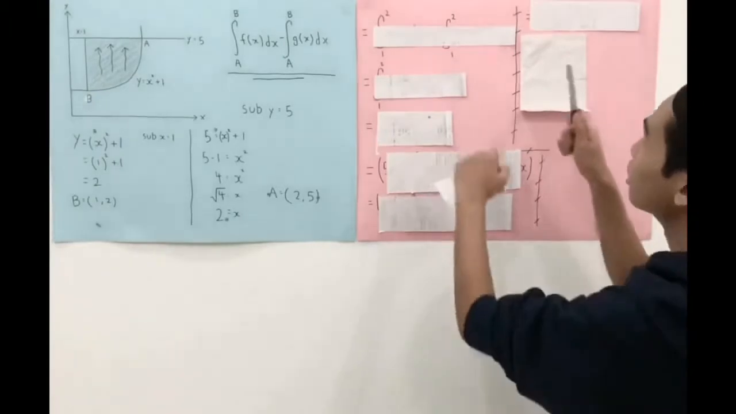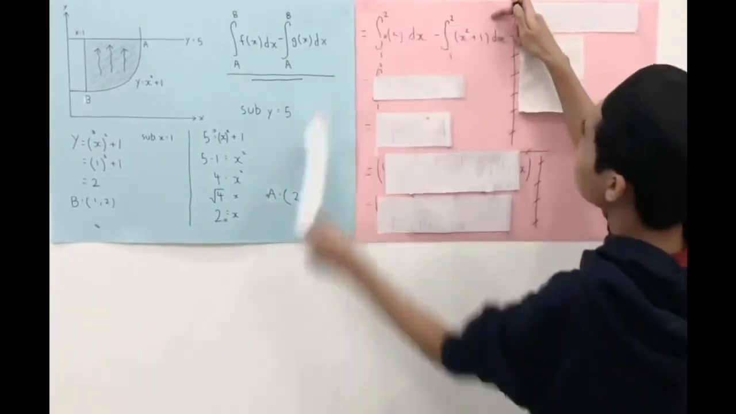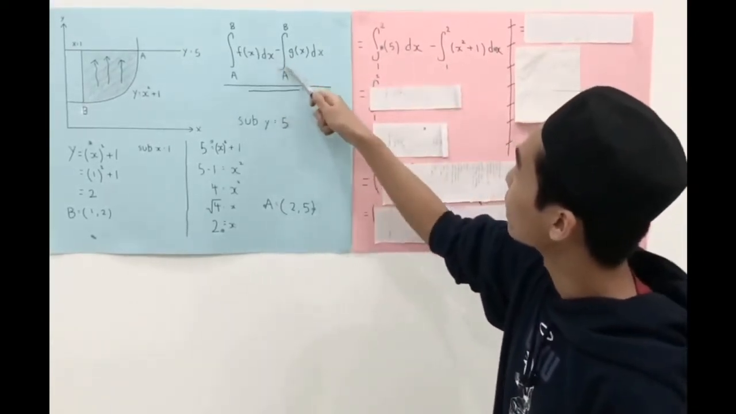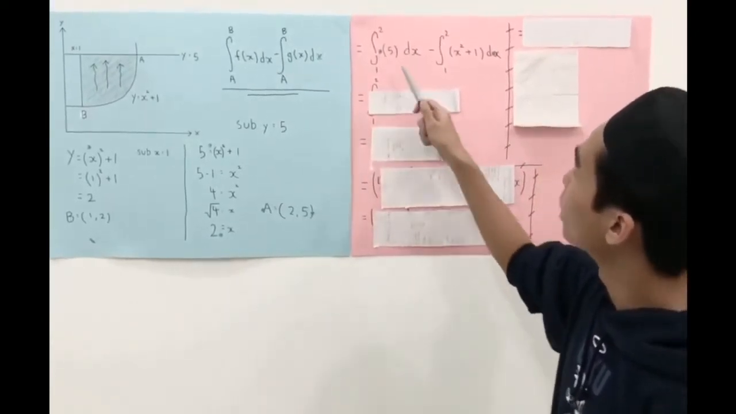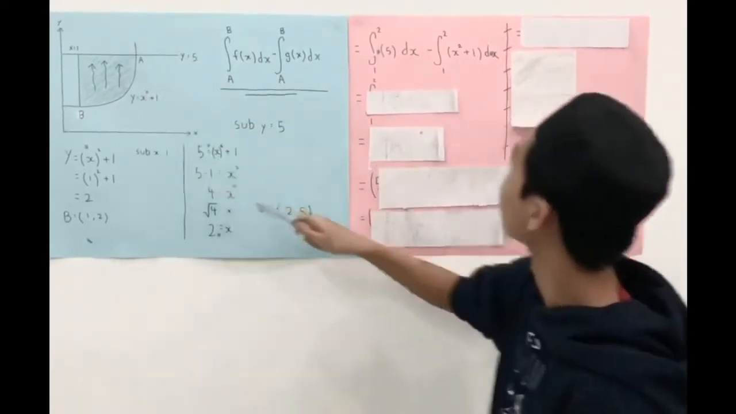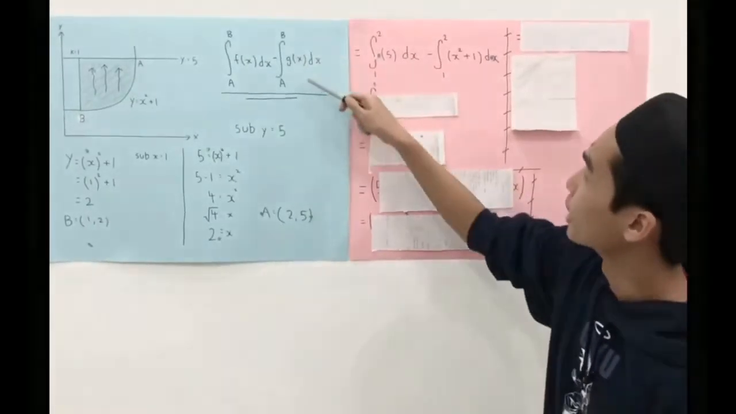Next step. Since we know A and B, we can use this formula over here. This formula states f(x) minus g(x). As we know, f(x) is 5 and g(x) is x squared plus 1. So once I write it down, I write the B and A limits.